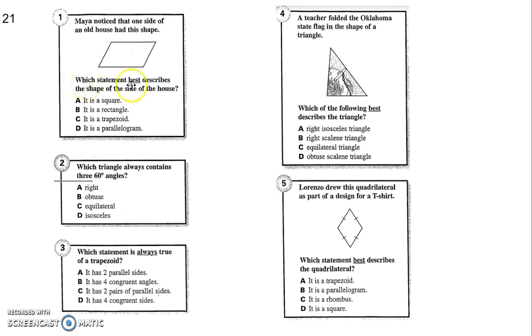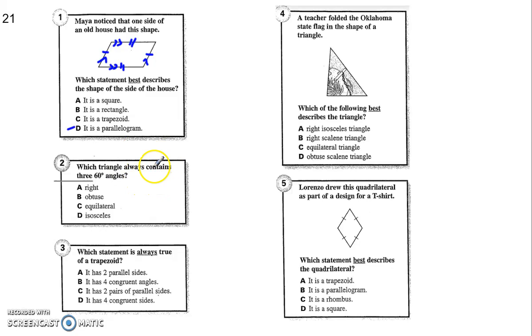All right, we want to know what best describes the shape of this house. So, this is obviously not a square. It is not a rectangle. Is it a trapezoid? No, it is a parallelogram, because this and this side, these two are parallel, and these two are parallel. Sorry. They are also congruent, but they are parallel, which is the arrow. Okay. There we go. So it is a parallelogram, D.